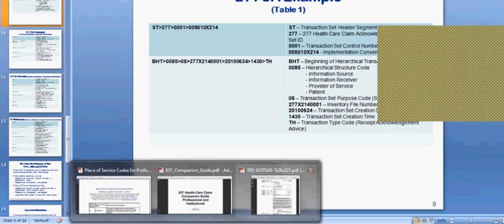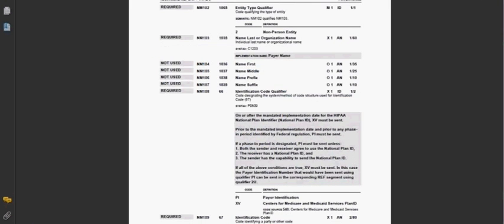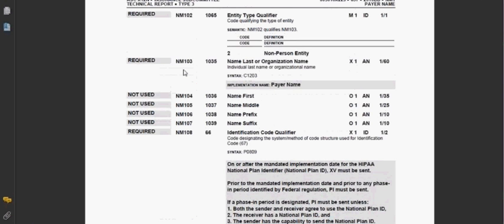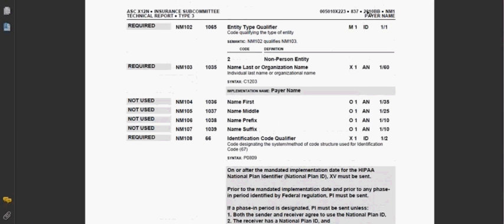For example, let me show you the TR3 document here. Okay, so here on the top, do you all see this? So the loop number is right here, 2010BB. It is a loop number here. That means the loop contains the payer information. So there is NM1, which is an entity type here. C2 means it's a facility, right? Non-person means it's a facility. 1 means it's a person name. And then here is the payer name, NM103.